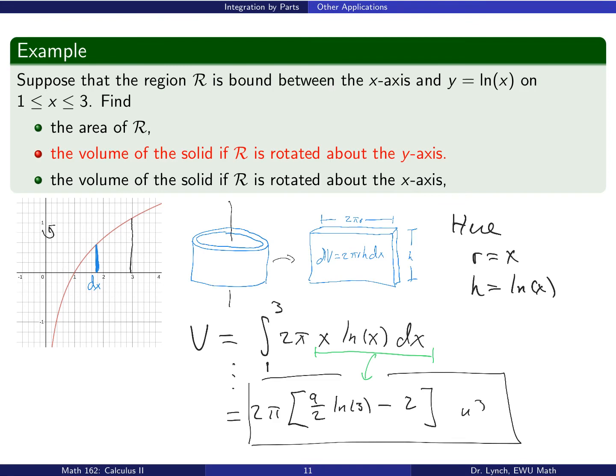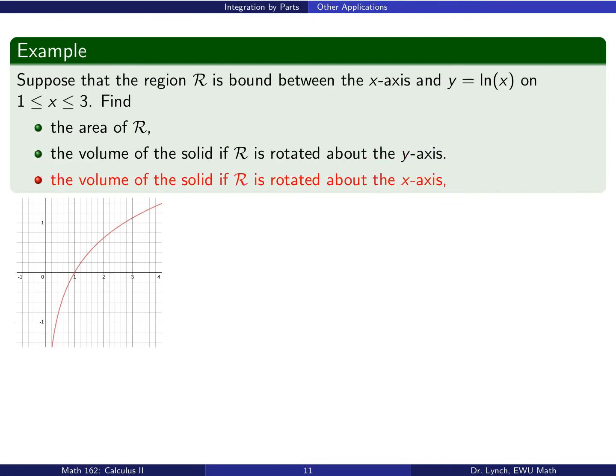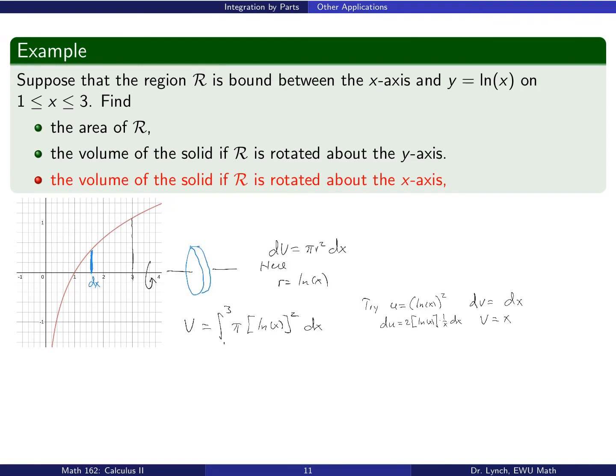Okay, let's go ahead and think about, similarly, the volume of the solid obtained if we rotate the region R about the x-axis. So here's our disk with radius R. We know in this case that radius is a natural log of x. Using our definite integral to add up all of these little bits of volume, pi r squared dx, we can see that the volume of the entire solid should be the integral from 1 to 3 of pi times natural log of x quantity squared dx.